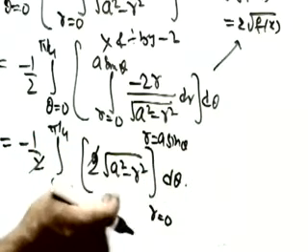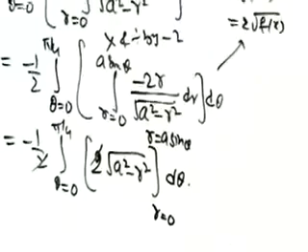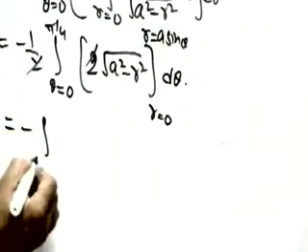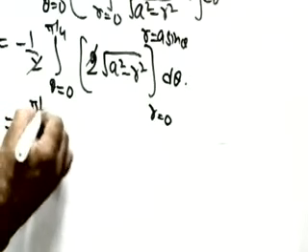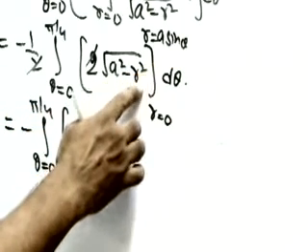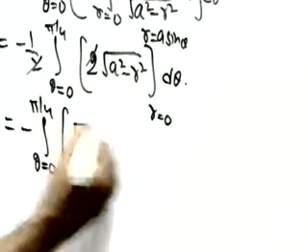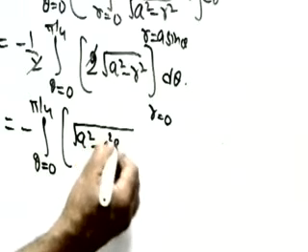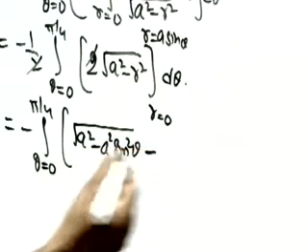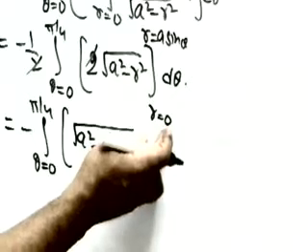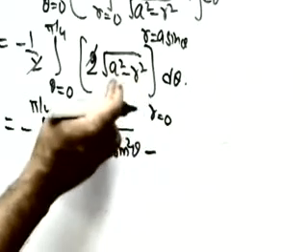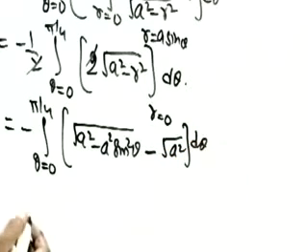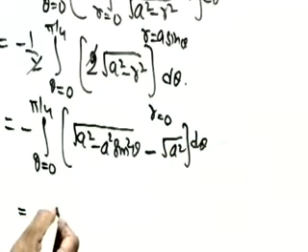Now see here, this 2 will get cancelled. Now what is the method? Upper limit minus lower limit. Upper limit means in place of r, we have to write a sine theta. So this will become under root of a square minus r square, meaning a square sine square theta, minus lower limit, which means in place of r we have to write 0. So a square minus 0 square will be a square. Now d theta.